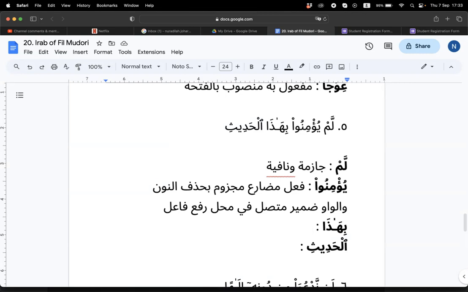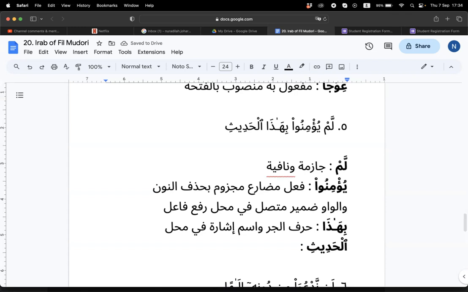And then bihada. B is harf jar, and hada is the majrur. But what kind of word is hada? Ism ishara. Yes. Ism ishara is majrur, but we cannot say majrur because it's always going to be hada, rafa, nasab or jar. So we say fi mahali instead of majrur.